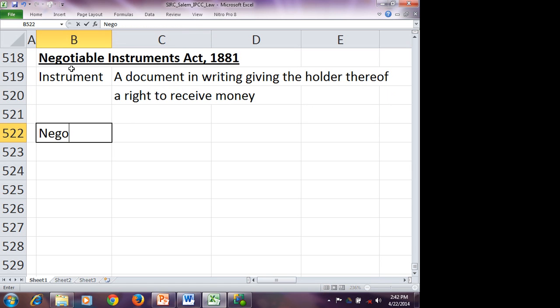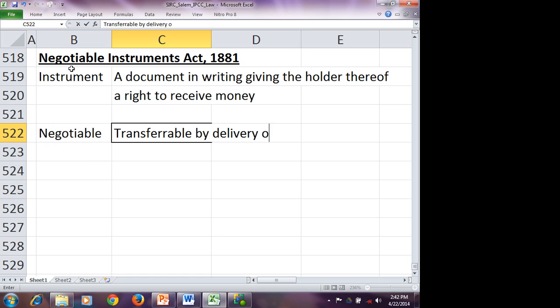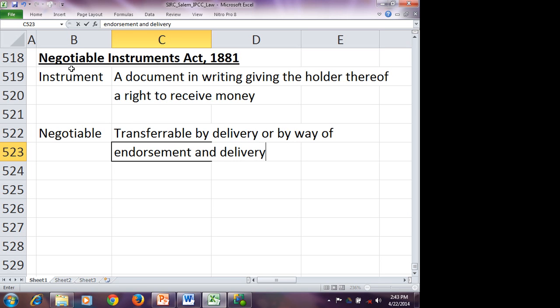What is called negotiable? Negotiable is nothing but transferable. Transferable by delivery or by way of endorsement and delivery. Transferable by simple delivery or by way of endorsement and delivery, simple.